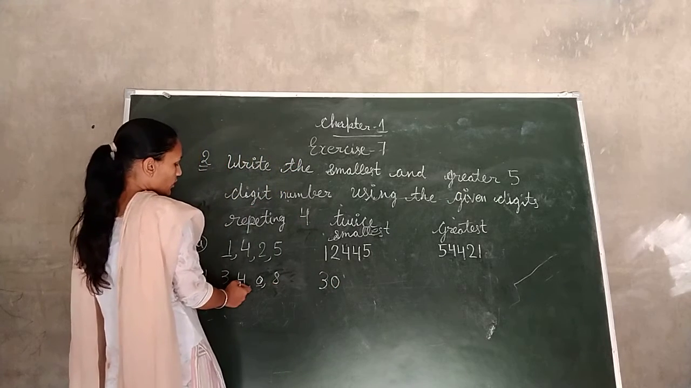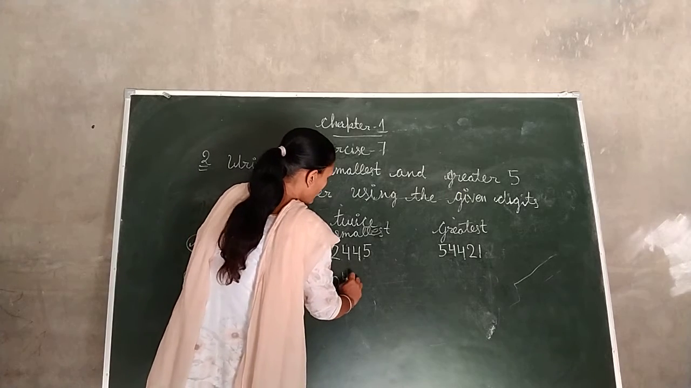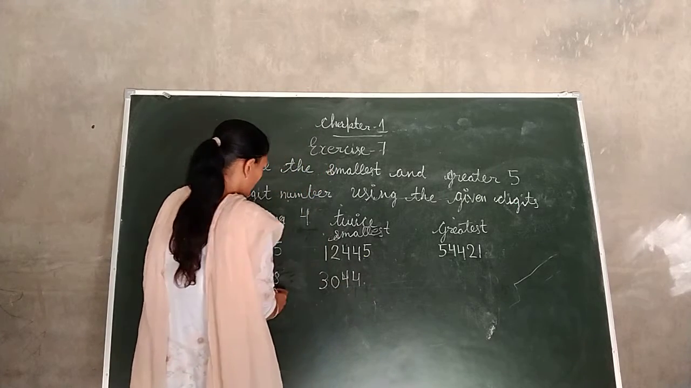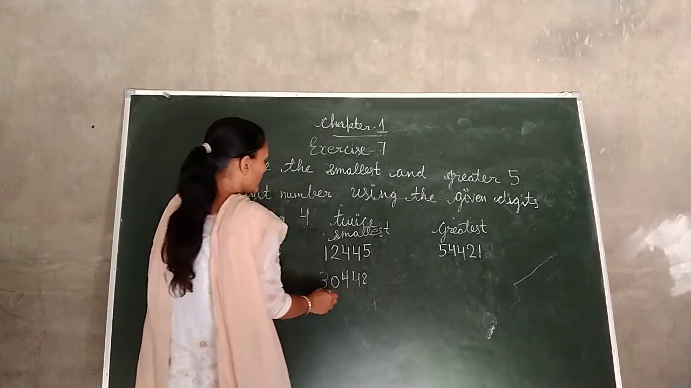After that, which is the smallest, 4 or 8? 4. So we will write 4, but we have to repeat it twice. Next we will write 8. So this is the smallest number.